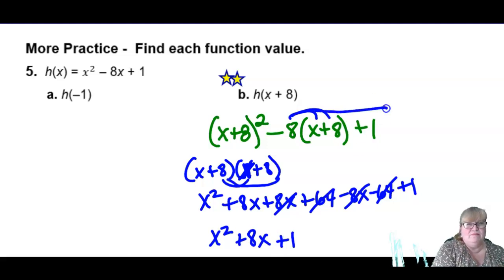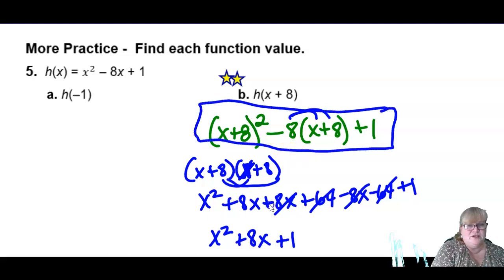Okay? This is what it means, but because we're in Precalc, you need to simplify it. Okay?